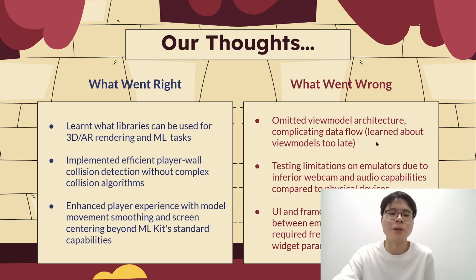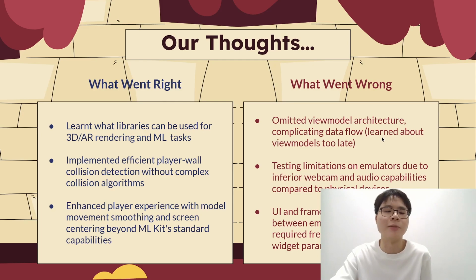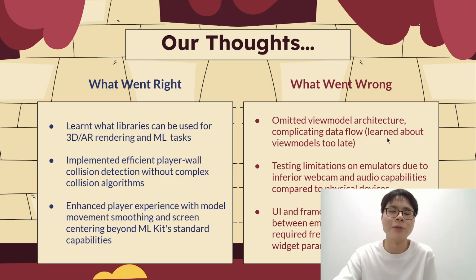So what went wrong? We did not use a view model to separate the data from the UI, and this made the passing of information a bit cumbersome at times. This is because we only learned about view models after we had implemented a rough architecture for our game, and it was too troublesome to refactor the entire code base.